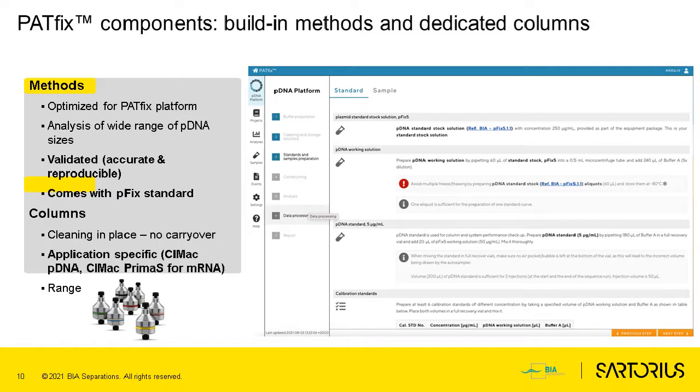For all this, we also provide special columns optimized for the task, like plasmid DNA column, mRNA column, Prima S, which basically allows you to use the system and the method, just do revalidation, and you are ready to go. You can save a lot of time not looking for columns, not looking for development of the methods.